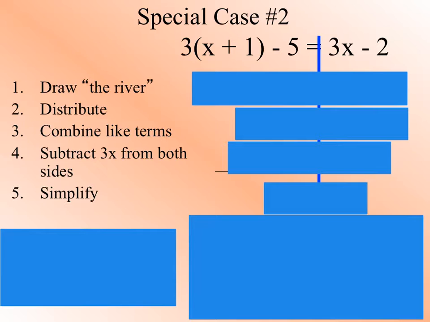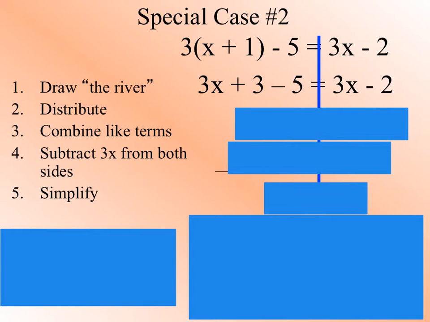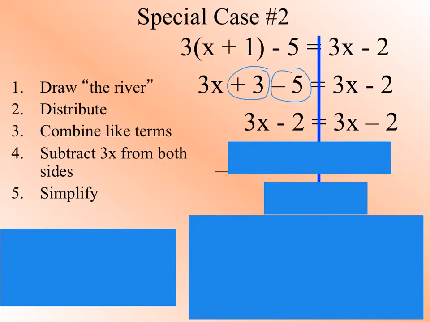Okay, so let's take a look at special case number 2. So again, we go through our steps. We're going to go ahead and distribute first. So 3 times x and 3 times 1 makes 3x plus 3. Then we're going to go ahead and combine our like terms. Remember, they have to be on the same side, so that's just the left side where we can put together our 3 and our minus 5. So when we combine, we end up getting 3x minus 2 equals 3x minus 2.